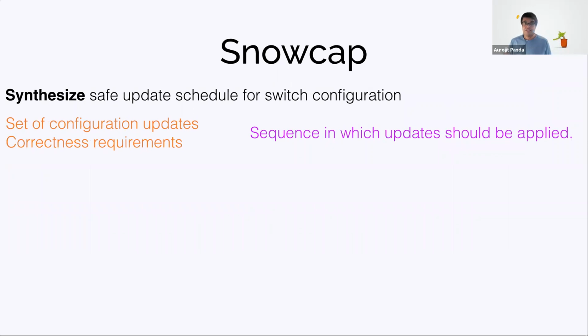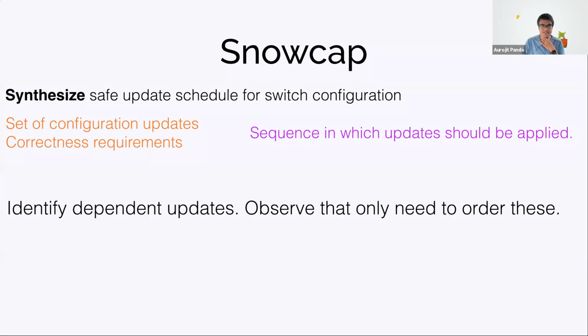Finally, the last paper is NoCap, which is from Rüdiger and others at ETH Zurich. And the idea here is to synthesize a safe update schedule for switch configuration. So the problem here is that if you have a whole network of switches and you're updating their configuration, the order in which you apply those configurations can impact the correctness and performance of the application. What NoCap allows you to do is tell it what updates to apply, what the requirements are, and it can then tell you a schedule that would meet all of your correctness requirements.